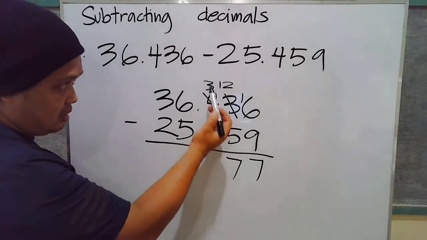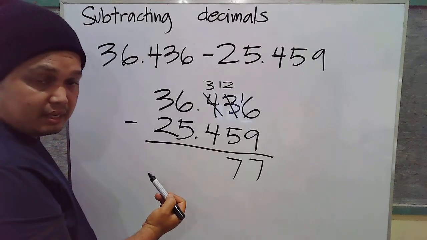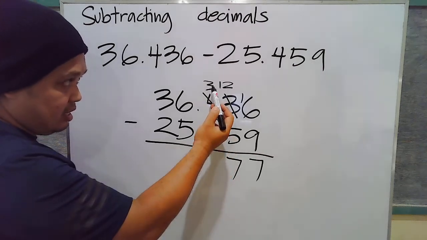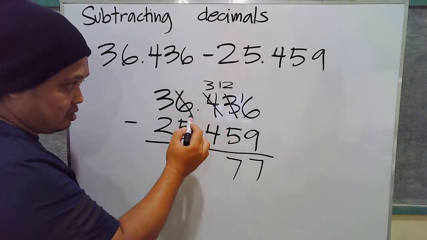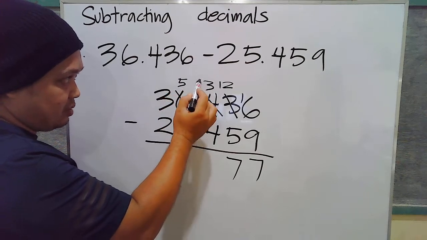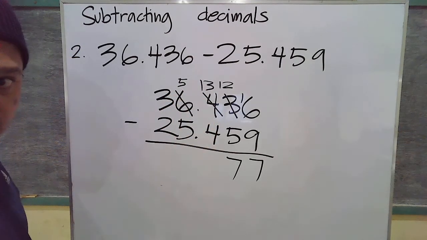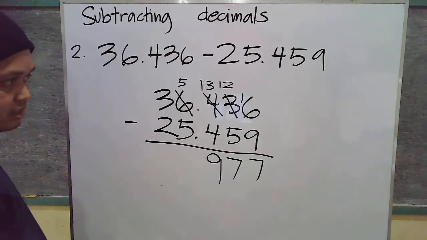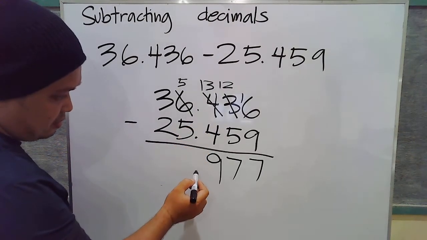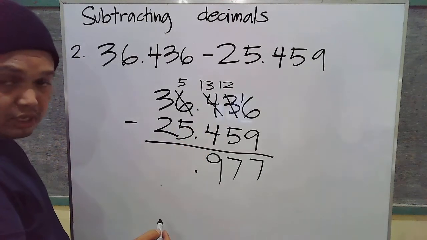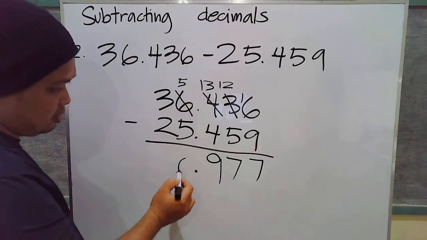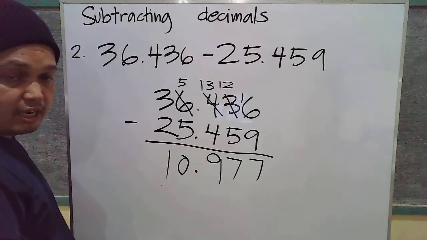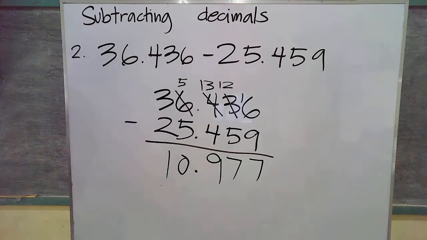Let's proceed. Now 3 minus 4 cannot be, because 4 here is greater than 3. So again, the same process. 3 is going to borrow 1 from 6. Now 6 here will become 5, and 3 will become 13. So we can now subtract. 13 minus 4 is 9. And the decimal point. Very important. So let's proceed. Now 5 minus 5 is 0. And 3 minus 2 is 1. So for our final answer, that's 10.177.